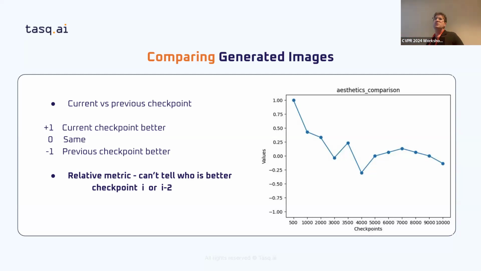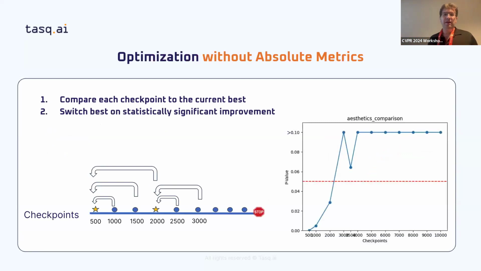So what we do instead of that is a bit of a smarter process, where we go over the checkpoints. When we start with the first checkpoint, we say this is the current best. And then when we have a new checkpoint, we always compare it to the current best. If it's better in a statistically significant way, then we jump over to it and say this is our current best. So here on the left, you can see that we start with a star.